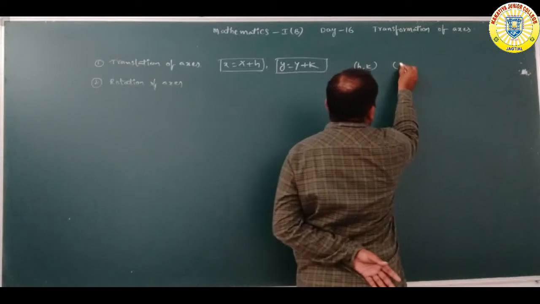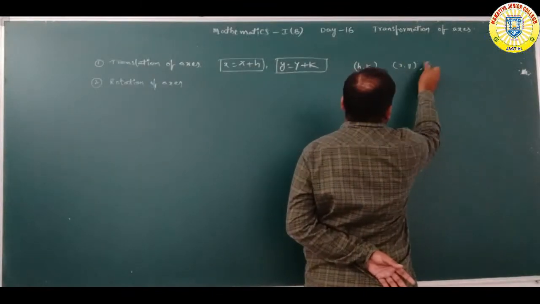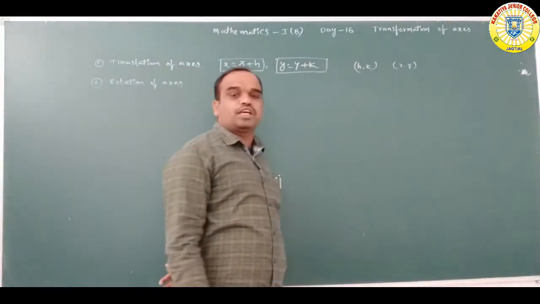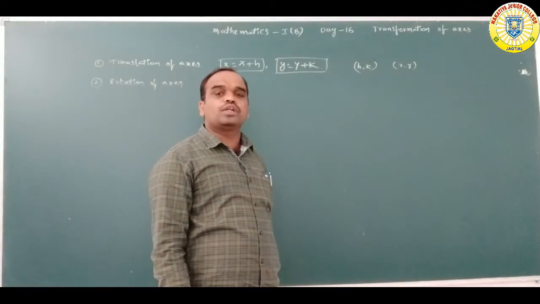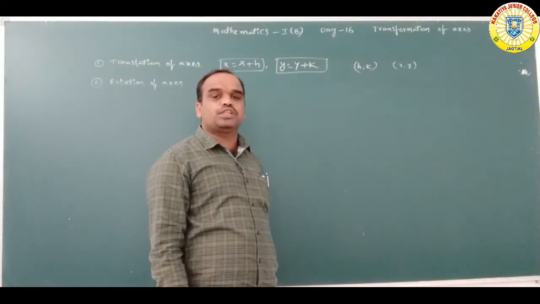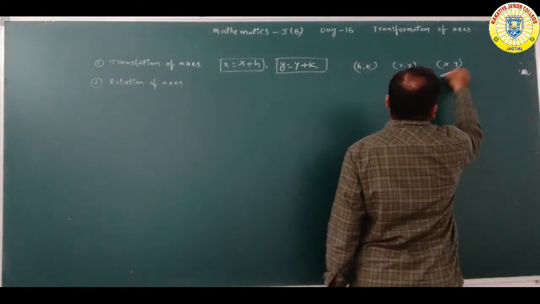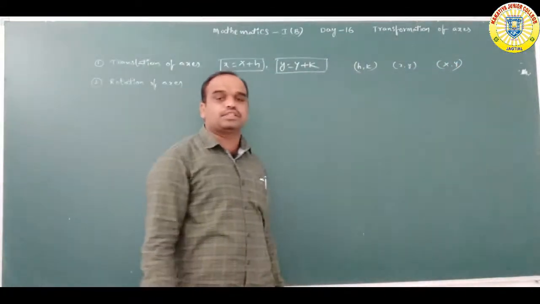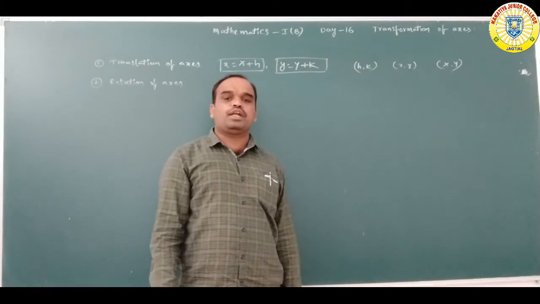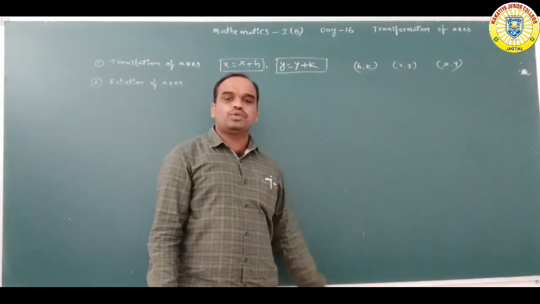The coordinates of P, small x comma small y, are the coordinates of P with reference to the old system, otherwise the original system. The coordinates capital X comma capital Y are the new, transformed coordinates with reference to the new system.